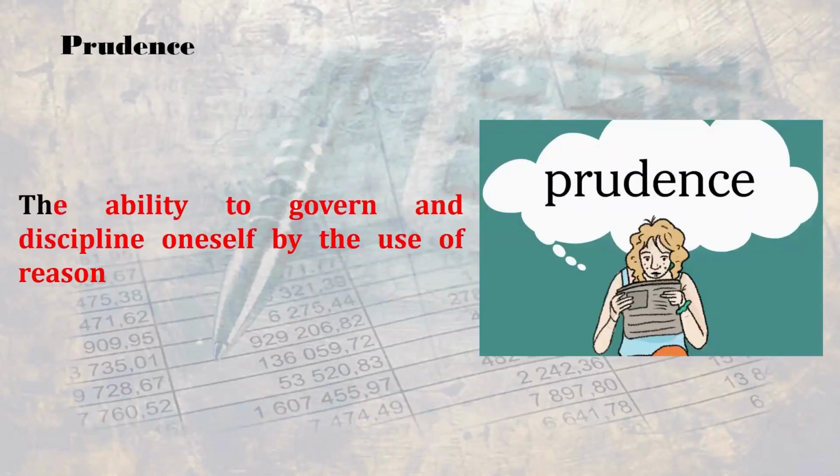Second one, prudence. Prudence means the ability to govern and discipline oneself by the use of reason. That means whatever happens in the accounts, by the result we can understand that this should not happen and this should happen, so we can maintain ourselves with discipline and follow the principles.